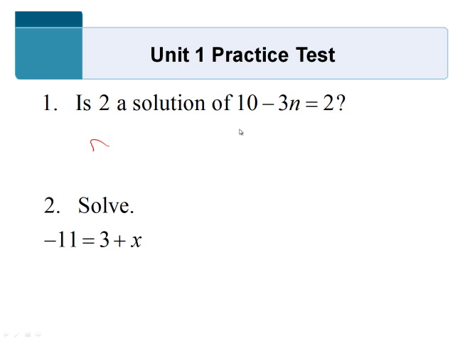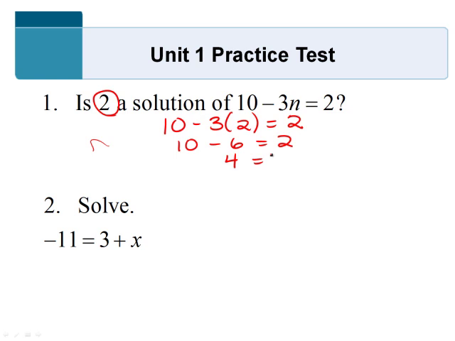Number 1 says, is 2 a solution of 10 minus 3n equals 2? So what you're doing there is you're going to take the 2 and plug it in everywhere there's a variable. So you're going to have 10 minus 3 times 2 equals 2, because you're plugging in that value. We multiply first on the left. That would be 10 minus 6 equals 2. Well, on the left we get 4, and on the right we have 2. So that's what you're checking, to see if you get the same number on both sides, which we don't. So the answer is no. It's not a solution.